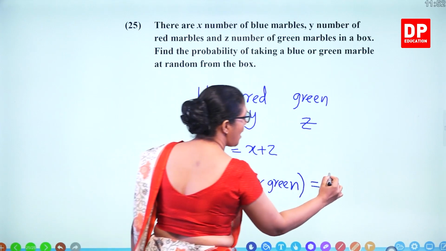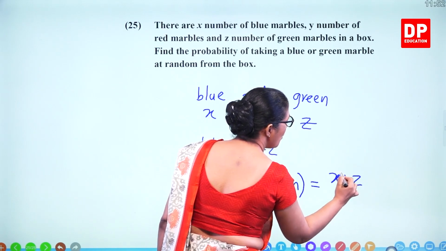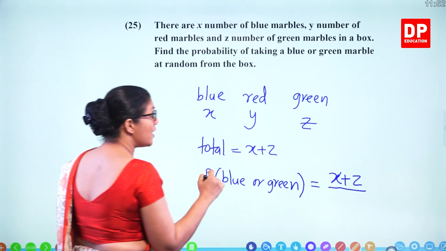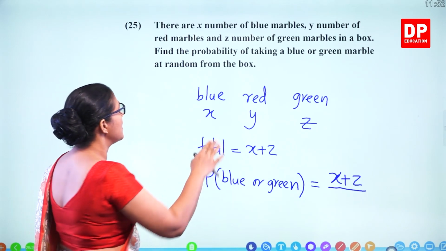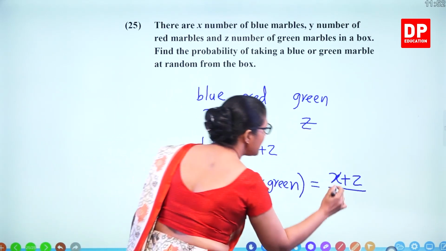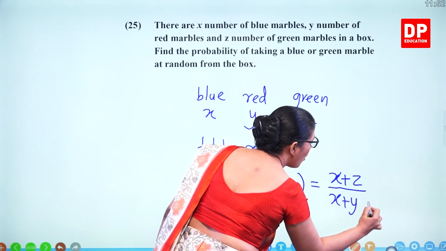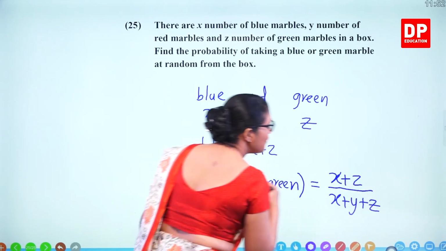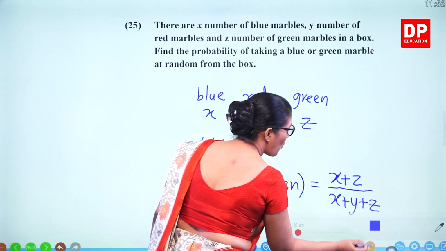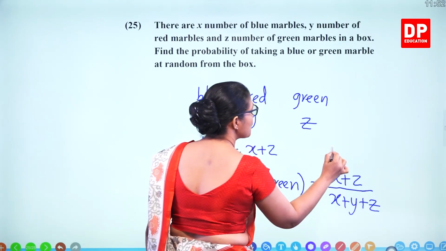This is the number of outcomes, blue or green, over the total number of outcomes, X plus Y plus Z. So you have to add all these values. So you can give the answer in terms of X, Y and Z. So 2 marks for that.